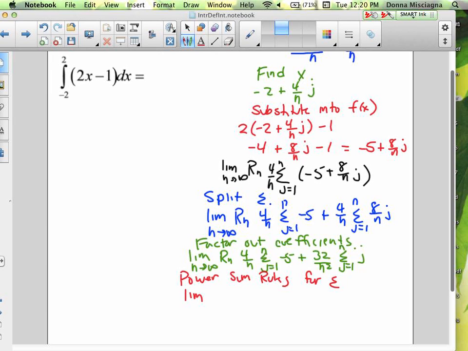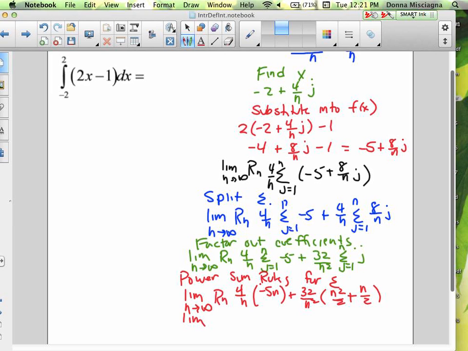We have the limit as n approaches infinity, R subscript n, and so now that would be 4 over n times negative 5. Why did I put a negative in there? There's a negative, but it's on the 5. So 4 over n times negative 5n, plus 32 over n squared times n squared divided by 2 plus n divided by 2. And we'll distribute, and we'll find the limit.